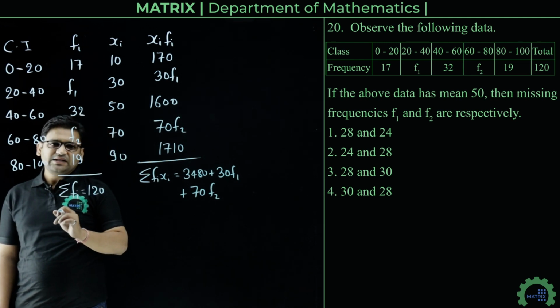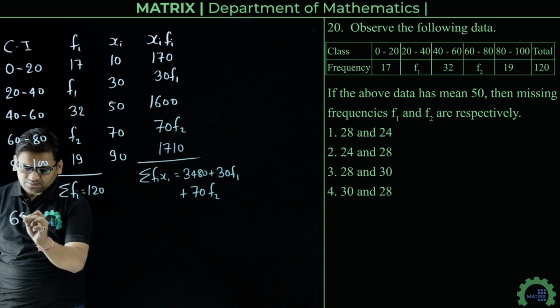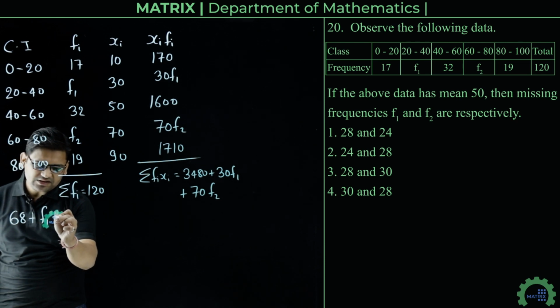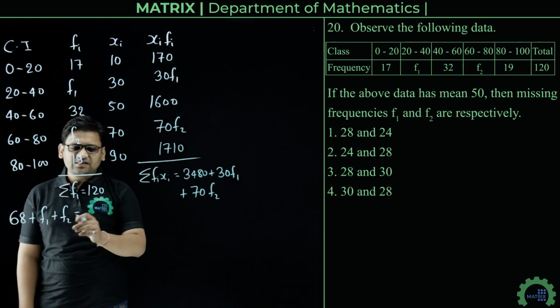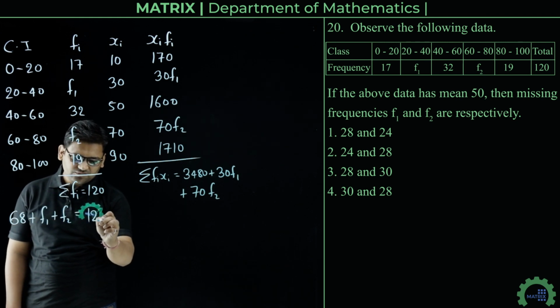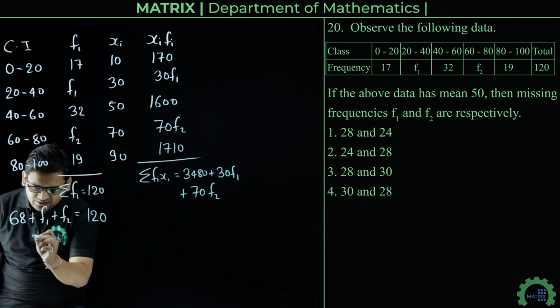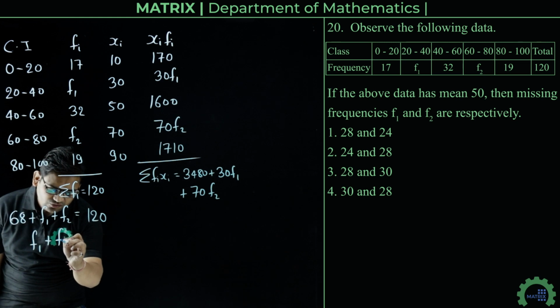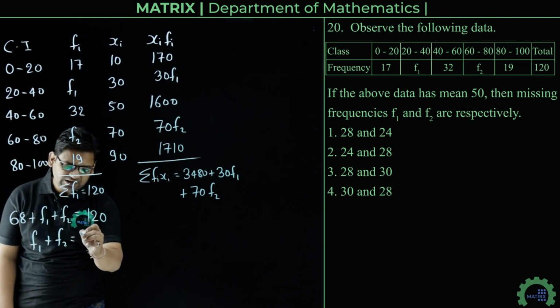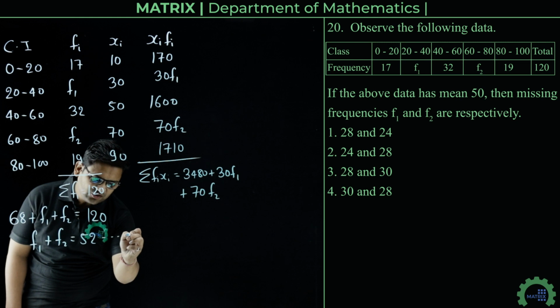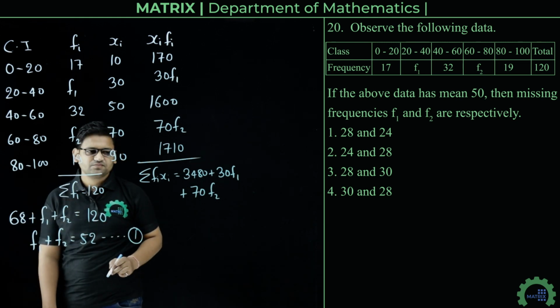Now the sum of the frequencies can also be written as 17 plus 32 plus 19 plus F1 plus F2, that is 68 plus F1 plus F2, and the sum is given as 120. So from here we can write F1 plus F2 equals to 120 minus 68, that is 52. So this is our equation number first.